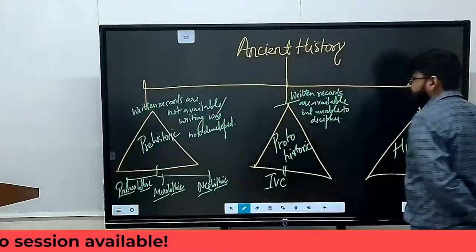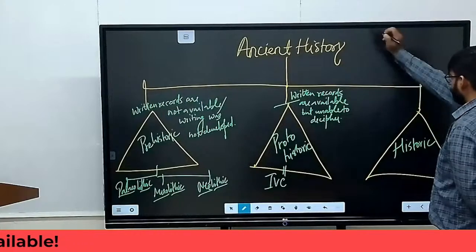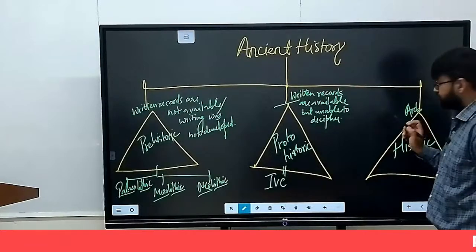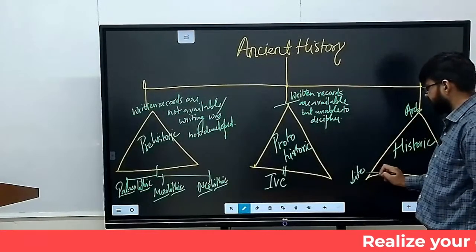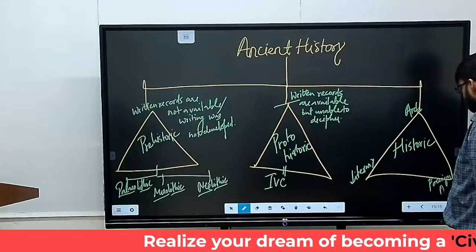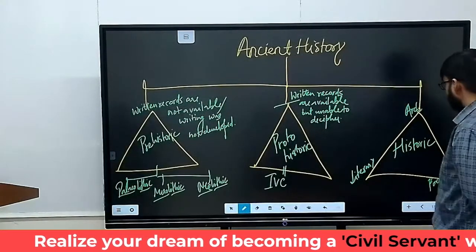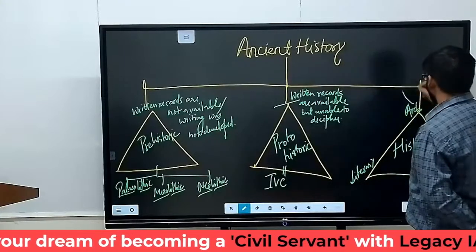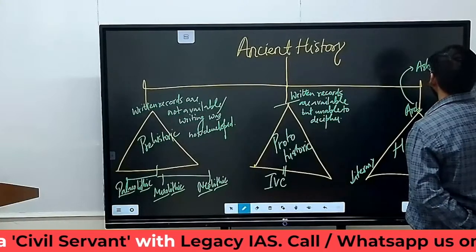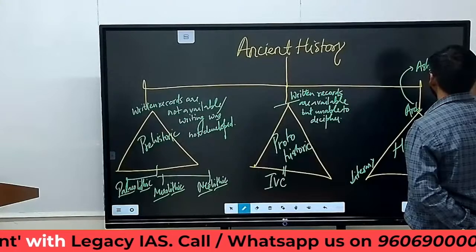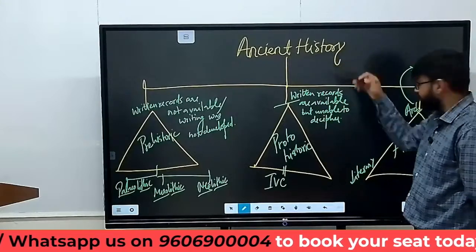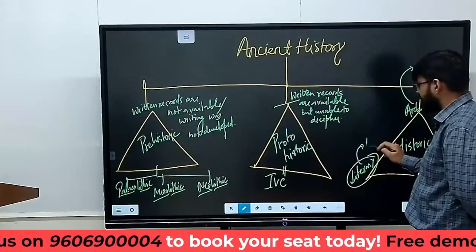And then the historic period, where archaeological evidences are also available. Literary evidences are also available, and foreign accounts are also available. For example, archaeological evidence like the Ashokan inscription. These are available, and these give information about Ashoka. Those Ashokan pillars are available. Literature is also available, like the Arthashastra.